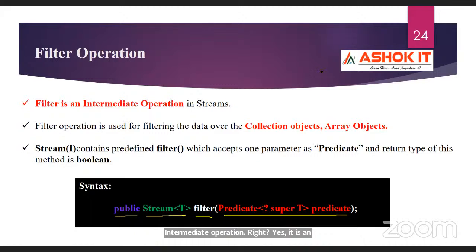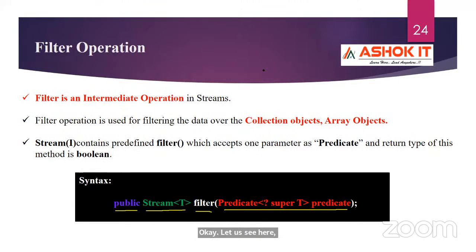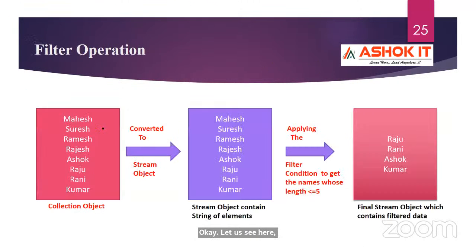Okay, let us see here, sir, with an example. See, sir, you have a list of names. For example, you have some list of names in the collection object. So what you need to do, sir? You need to convert this list of names into what? Stream object, sir.